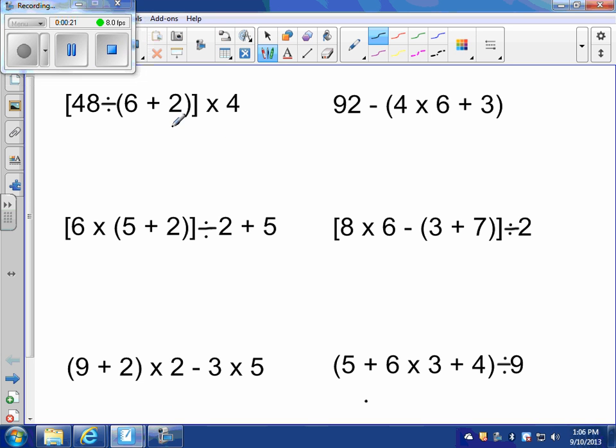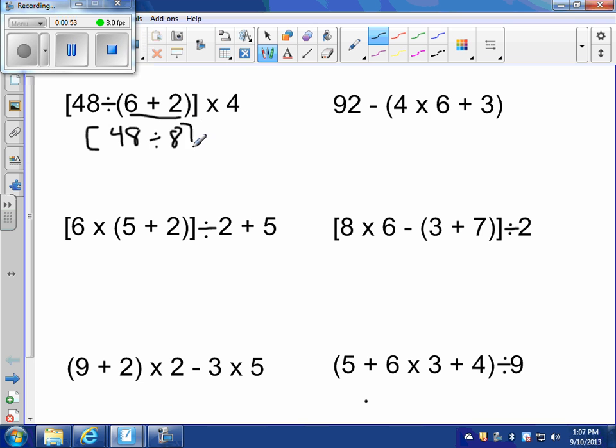So when you solve this problem, you always want to start with what's inside the brackets first. Now, when you look at this, you can't do anything with this problem until you solve what's inside the parentheses. So you're going to use the order of operations within the brackets also. So in this case, we have to start with 6 plus 2, which is 8. So we're going to take 48, and now that's going to be divided by 8.